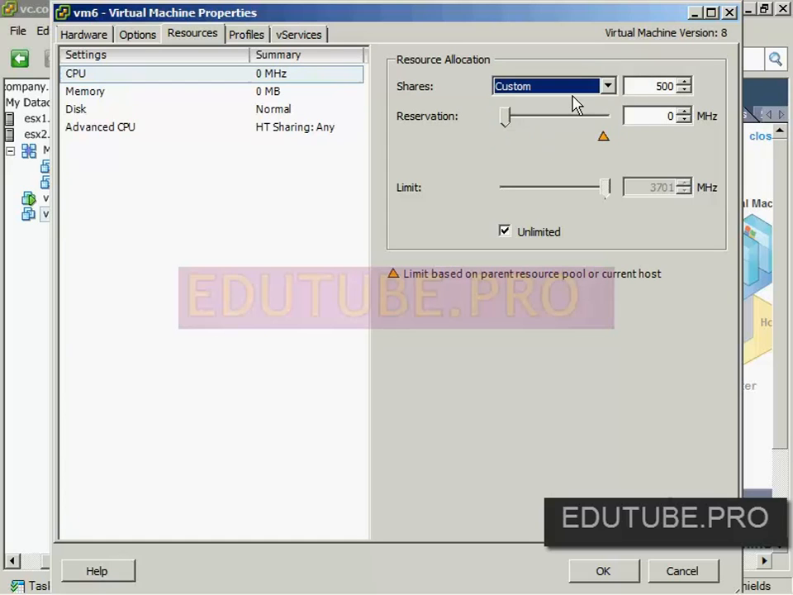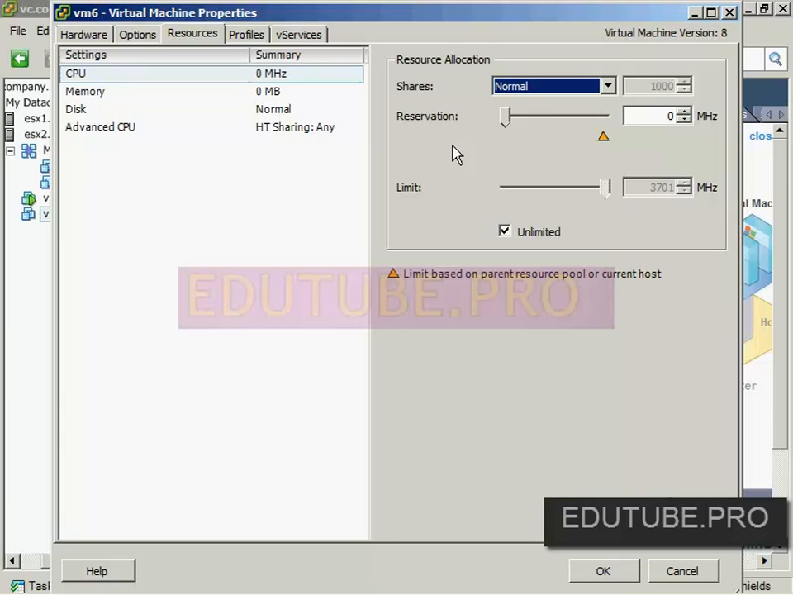Now the absolute values of these numbers, this is 500, the next one would say, I don't know, 1,000, the absolute values of these numbers are not important whatsoever. It's the relative values of these shares. If one machine has 1,000 shares and the other machine has 2,000 shares, well, the second machine is going to get more resources, equivalent to the difference between 1,000 and 2,000.